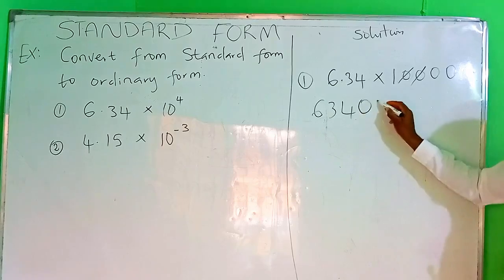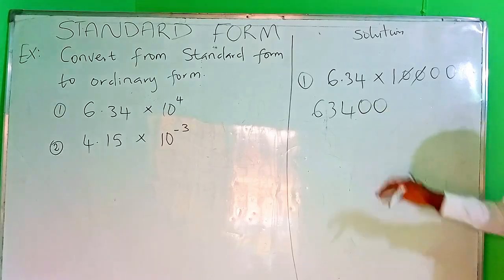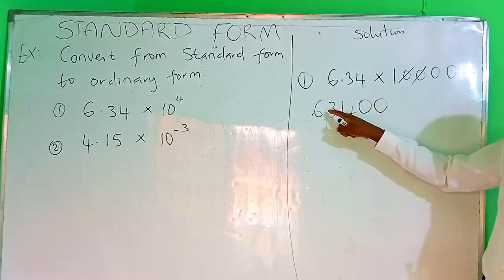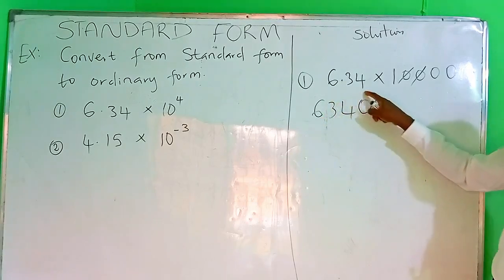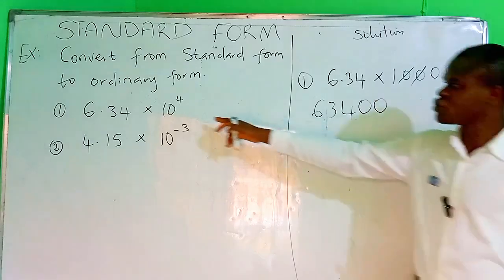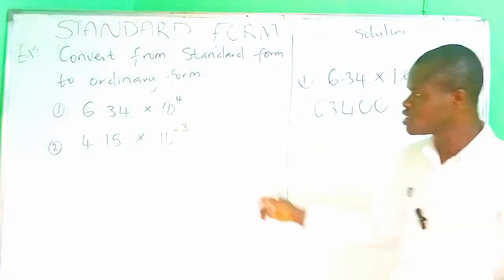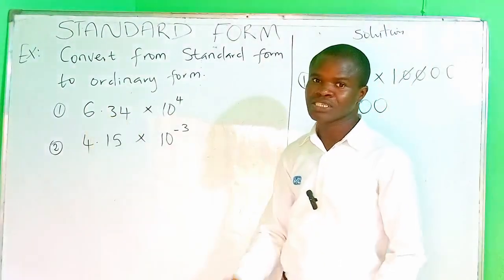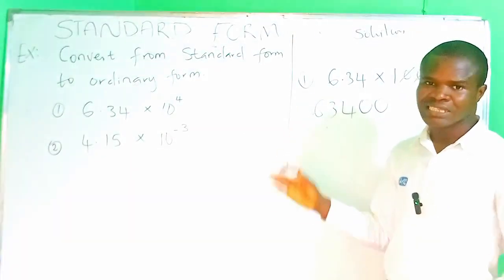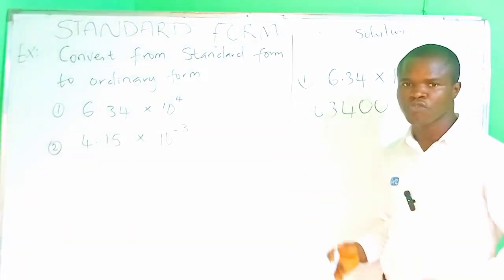So we have to just add the 2 zeros. So it becomes 63400. So this is now 1, 2, 3, 4, 4 moves. So what 10 raised to the power 4 simply means is that you should move this decimal point 4 moves outward. And if it's not complete, attach zeros until your move is complete.